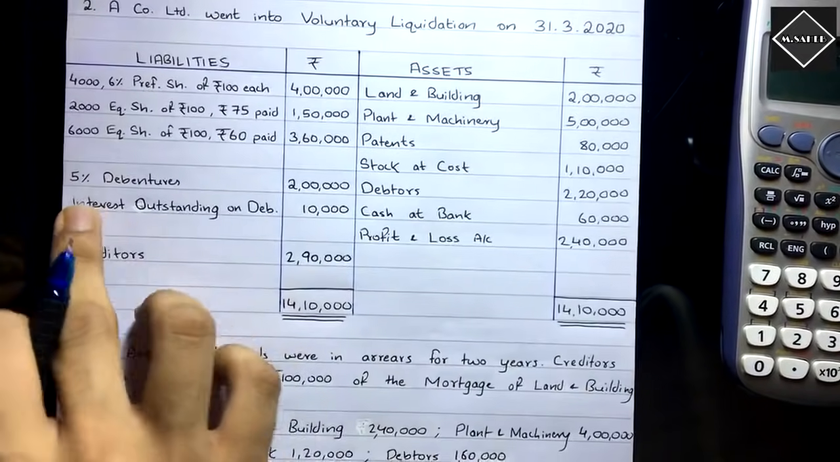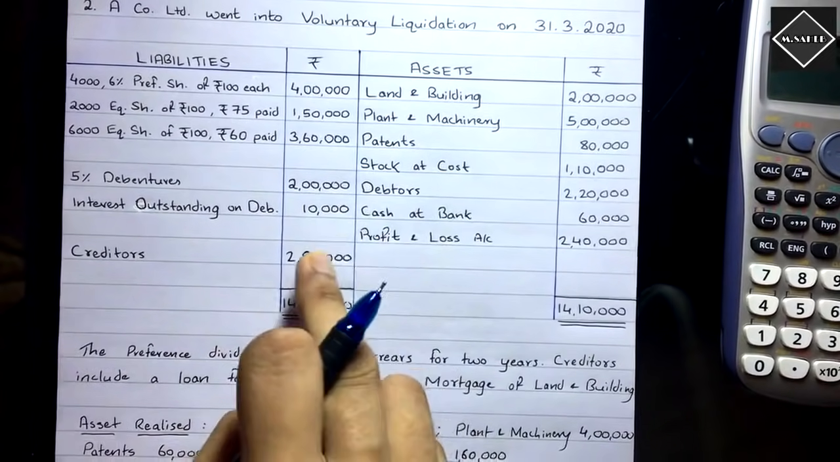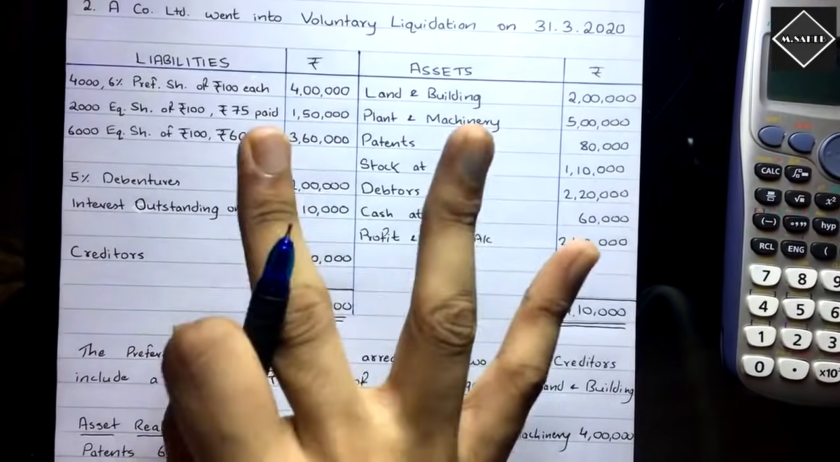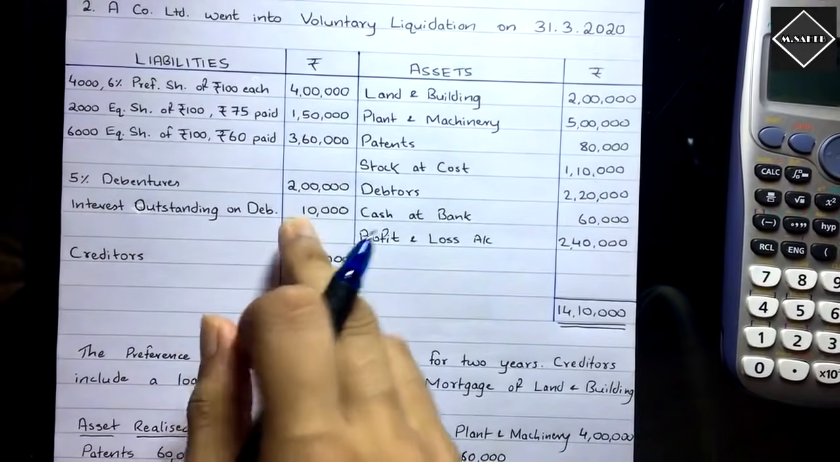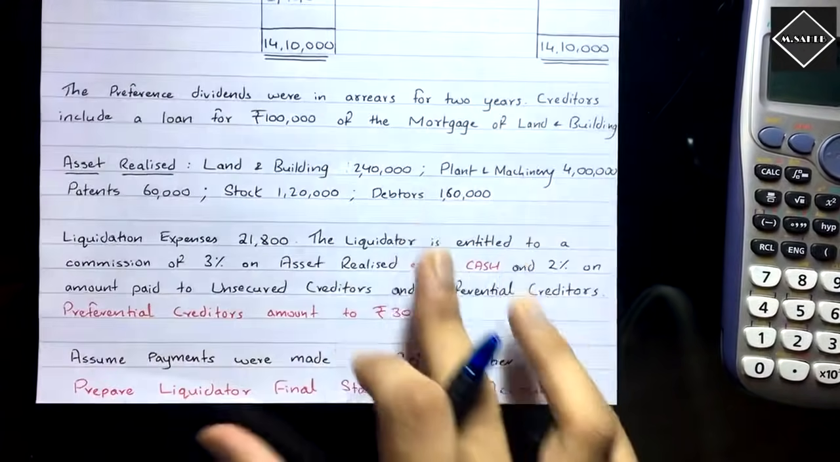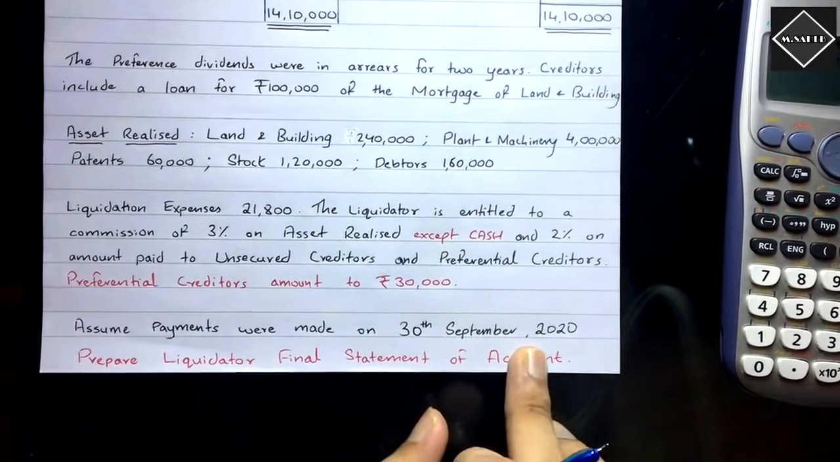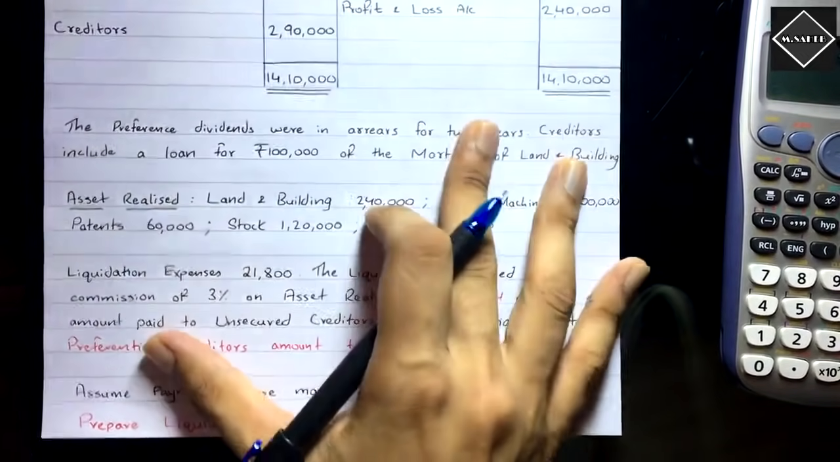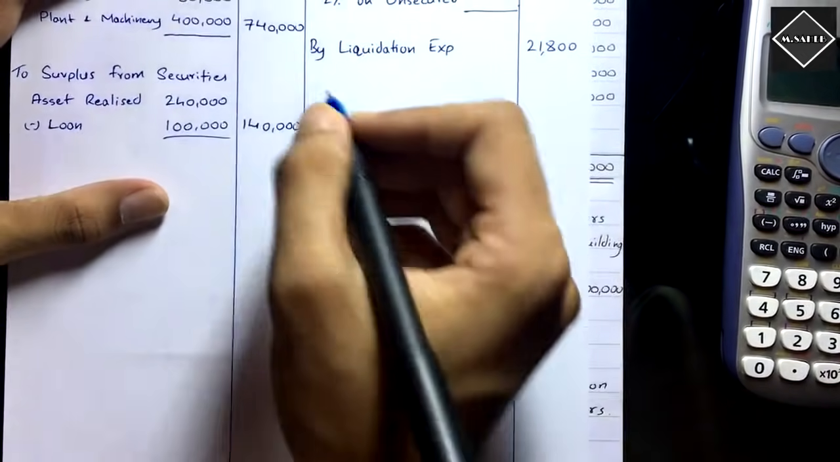The debenture holders, 5% debentures: the face value, outstanding interest, and interest till the date of payment. Okay, three things: face value, outstanding interest, which is also called accrued interest, and interest till the date of payment. The till the date of payment means this here. Assume the payments were made on 30th September 2020. Fine. So we have to pay 6-month interest also here. So let's calculate that. It's very simple.